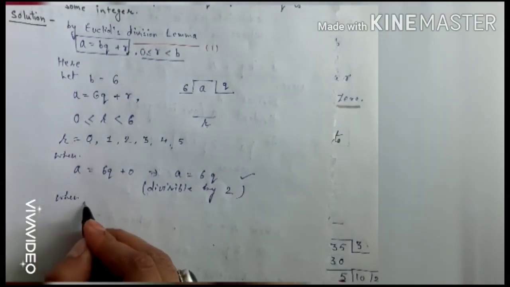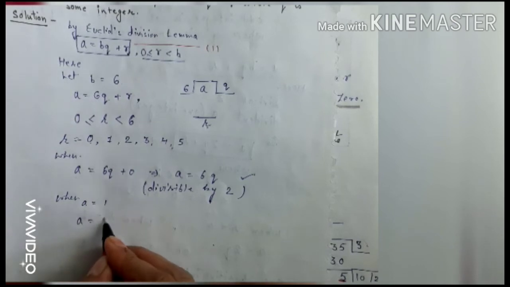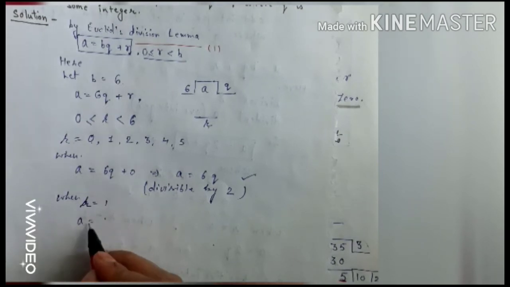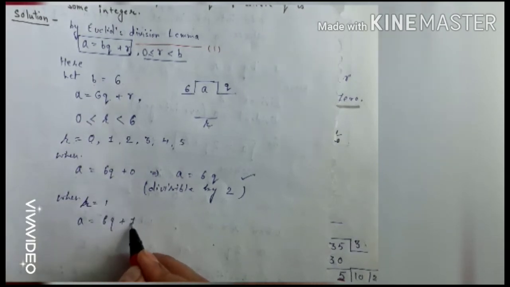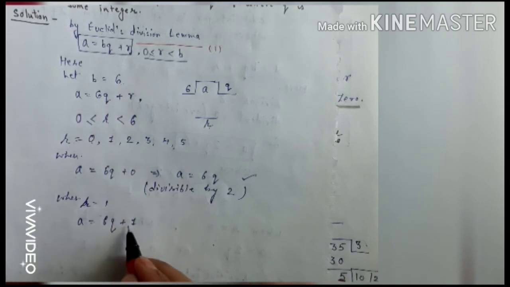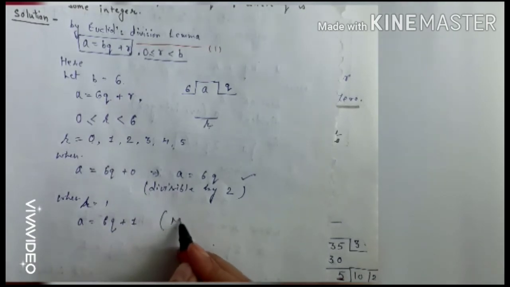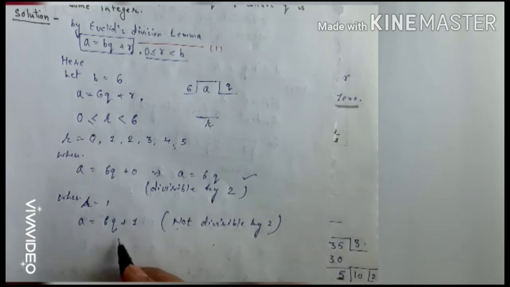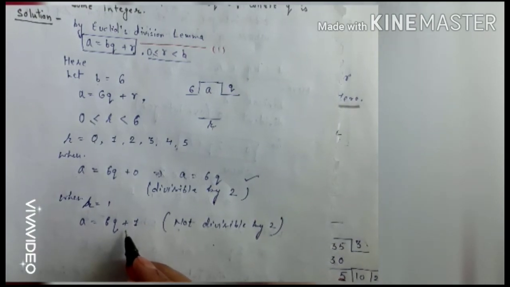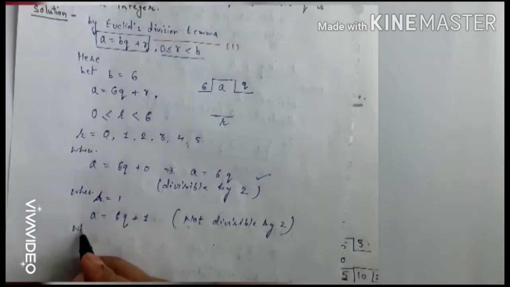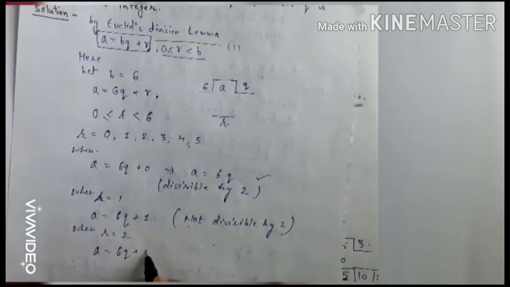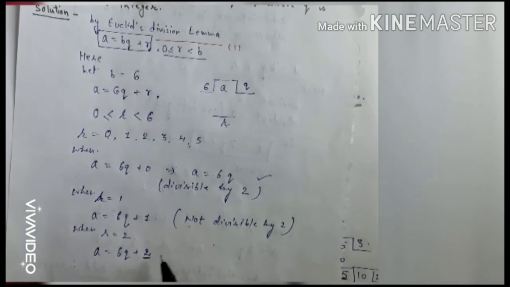The second case is when r equal to 1. So a equal to 6q plus 1. Is this divisible by 2? No, it is not divisible by 2. Why? Because the remainder is 1 here. That means it is not divisible by 2. The third case will be r equal to 2. So a will be 6q plus 2. That means it is even, and with an even remainder, it is divisible by 2.